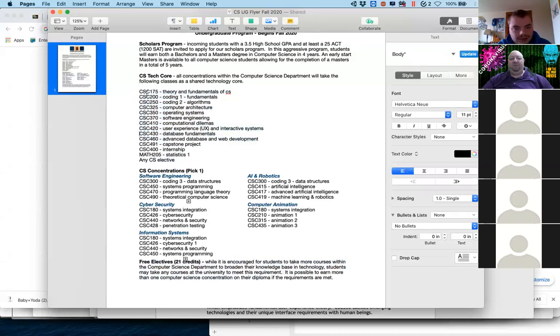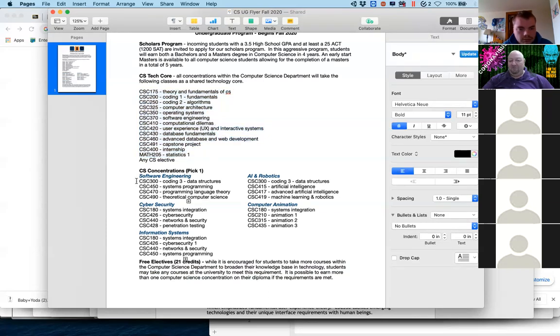Everybody needs 175. You should have all had it. 200, 250, you guys have all had it. 325 is a class that's not required, but I would have basically told you you had to take it and you would have fallen into it anyways. This is computer organization and architecture. Operating systems you already needed. Software engineering you already needed. 410 you already needed. 420 you already needed. 430 you already needed. 460 is kind of a database 2 class with some web development. This is a new class that we're introducing. 491 you already needed. Internship, statistics. So all this stuff is pretty much already things you were putting into your schedule anyways.